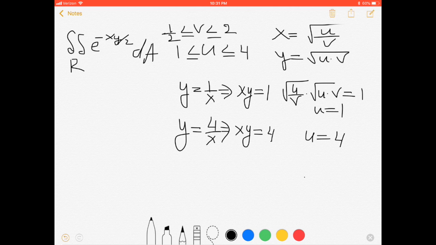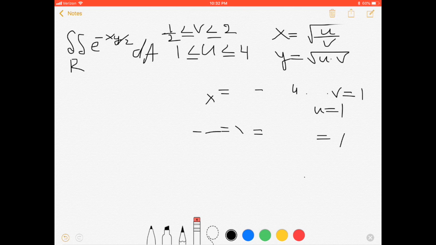We have a new border for our integral. Our region is much easier, you see. It's like a rectangle. v changes between 1/2 and 2, and u changes between 1 and 4. Now we need to count the Jacobian, and then plug in the function and see what kind of integral you have. Okay, I'm clearing here, and we're ready to count our Jacobian.